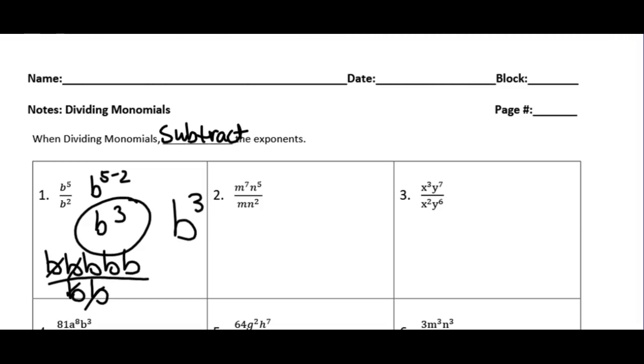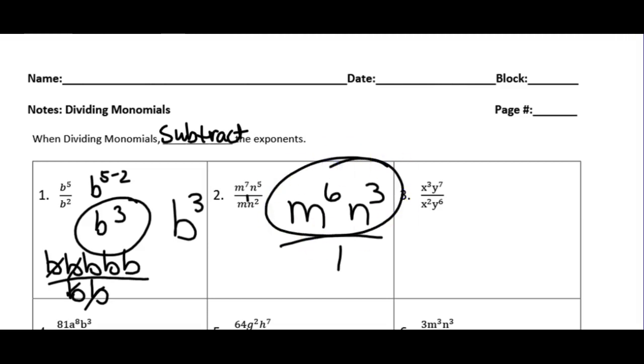In example number 2, make sure you put that exponent in, and then I look at the m's. Where are there more m's? There's more m's on top. How many more? There's 6 more. N's. More n's on top. How many more? There's 3 more. And then you could always say that on the bottom there is a 1, or not, that we don't have any variables left, so that means there's a 1. But if we don't have anything left on the bottom, we can just write what's on the top.